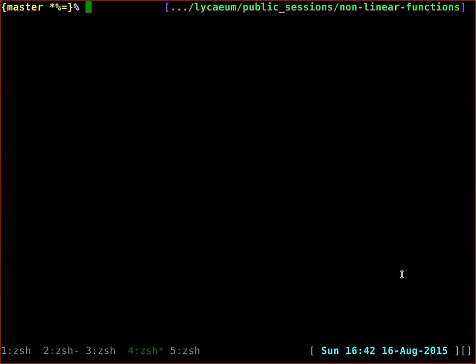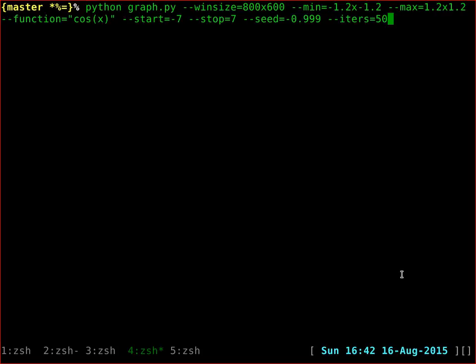Alright, now that we have our tools in place, let's see how we can plot the curves and the orbits of some of the other functions which we had only seen as numbers earlier. The first thing we can do is the cosine one. So this will start from minus 1.2 to 1.2. Cos x starts from minus 7, which is a little more than minus pi, and stops at plus pi, a little more than plus pi.